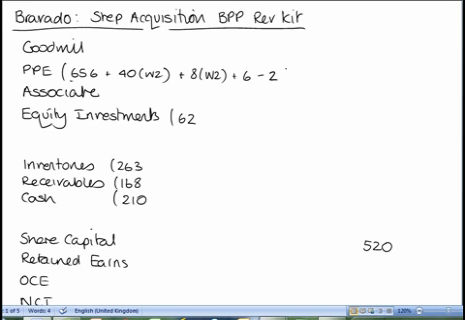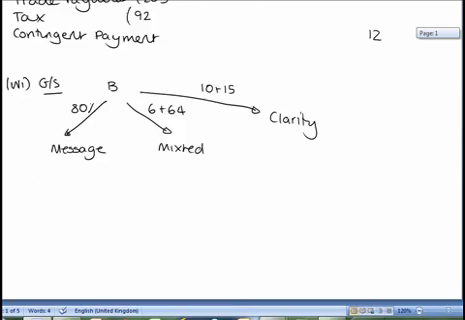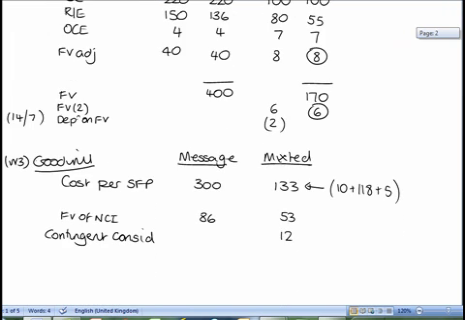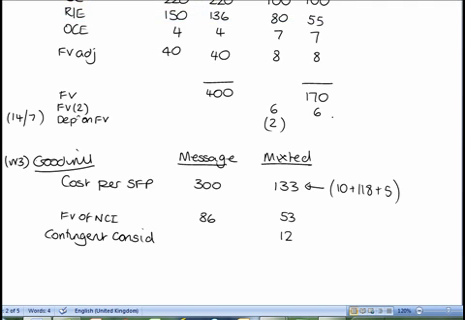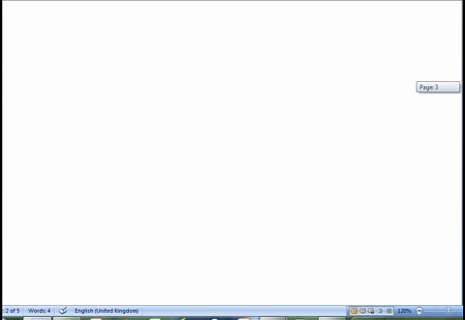The tax base of the net assets of Mixed was 166. We've just said that the fair value at acquisition, if we add these figures together, the fair value is 176, so let's do a deferred tax calculation.